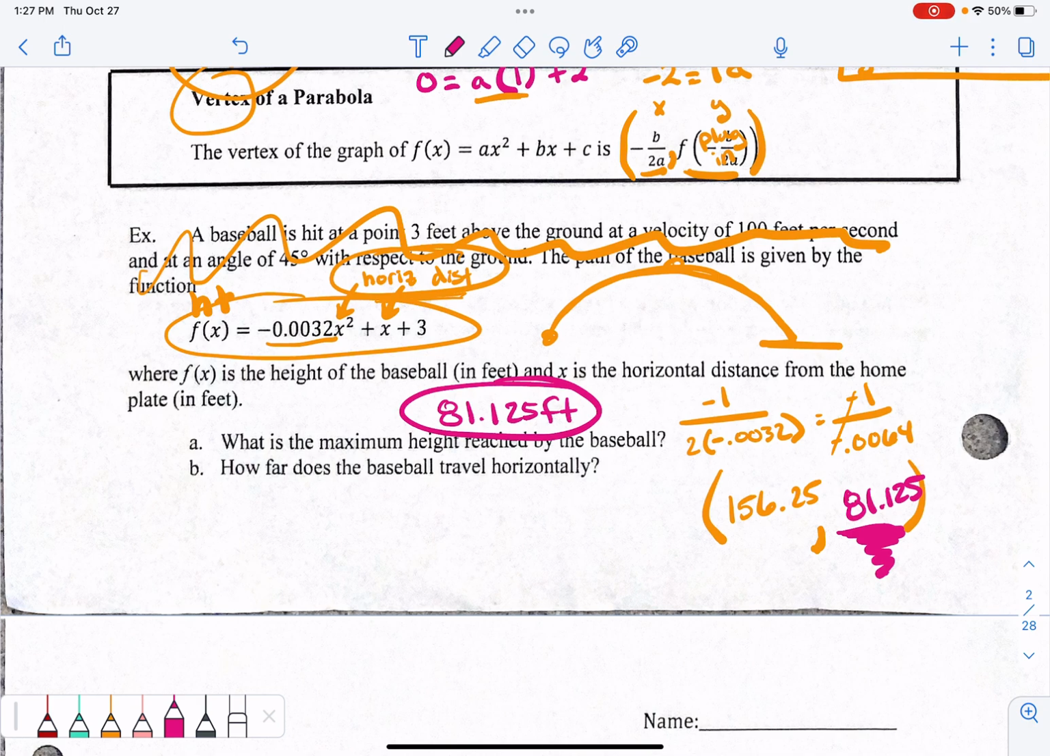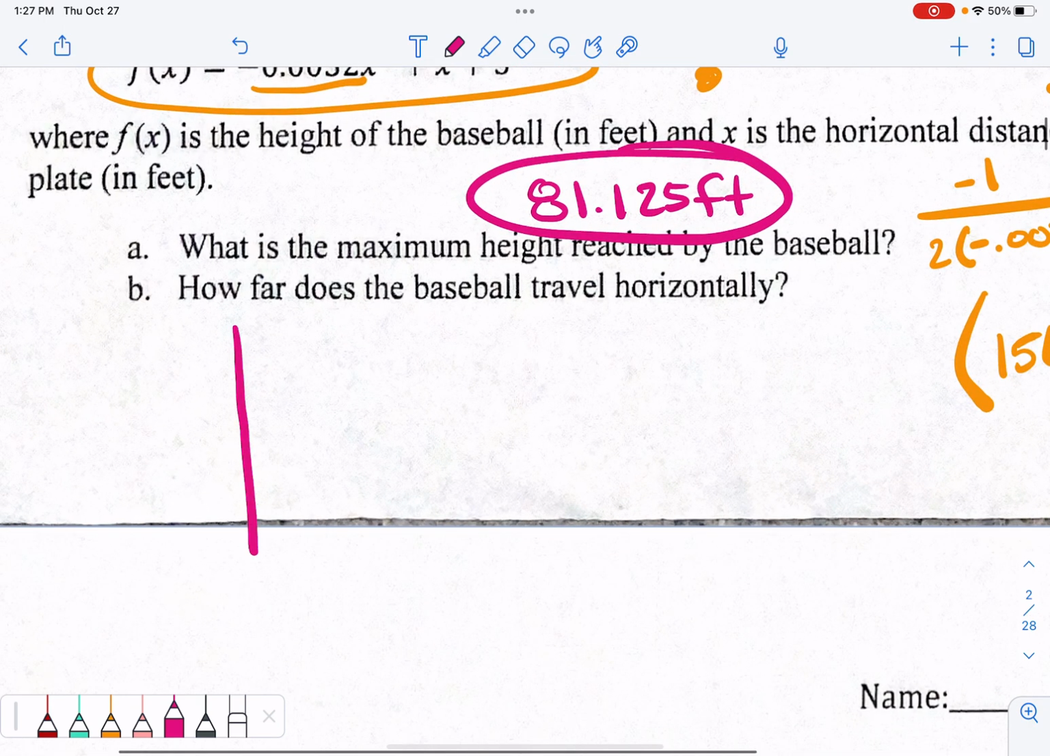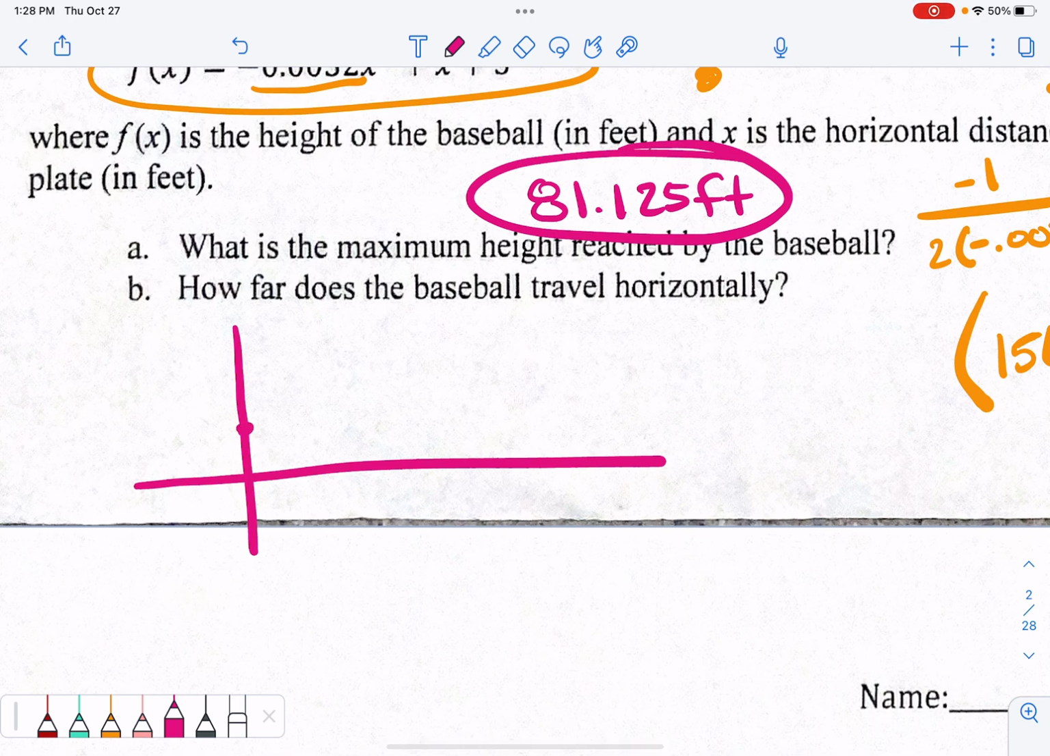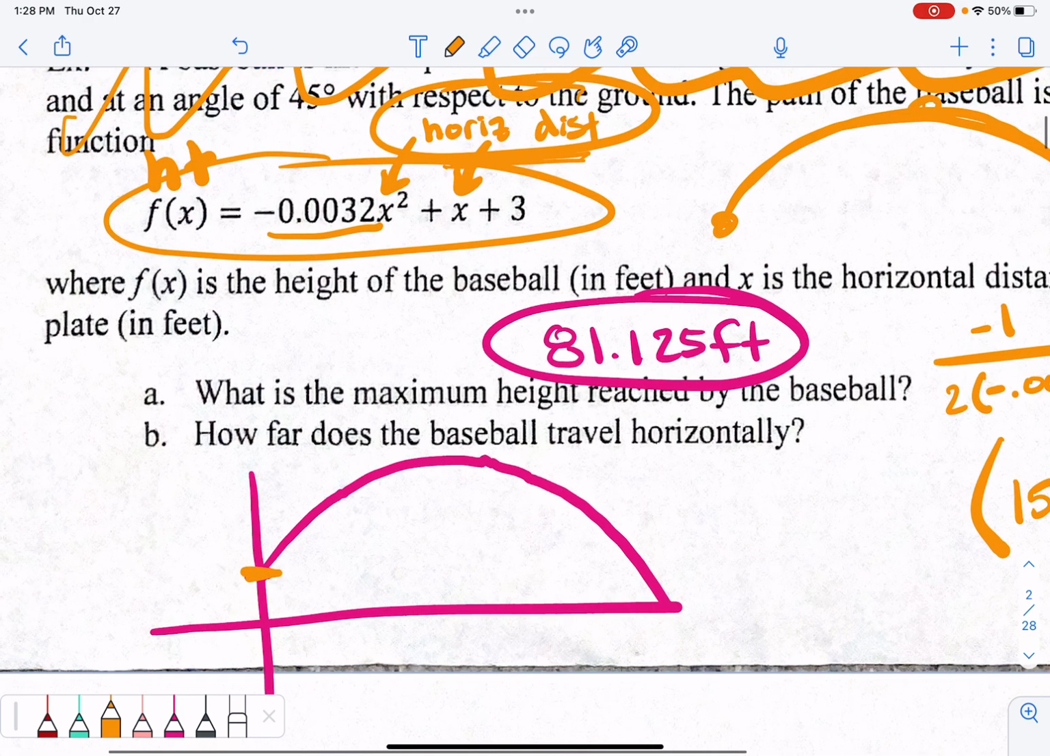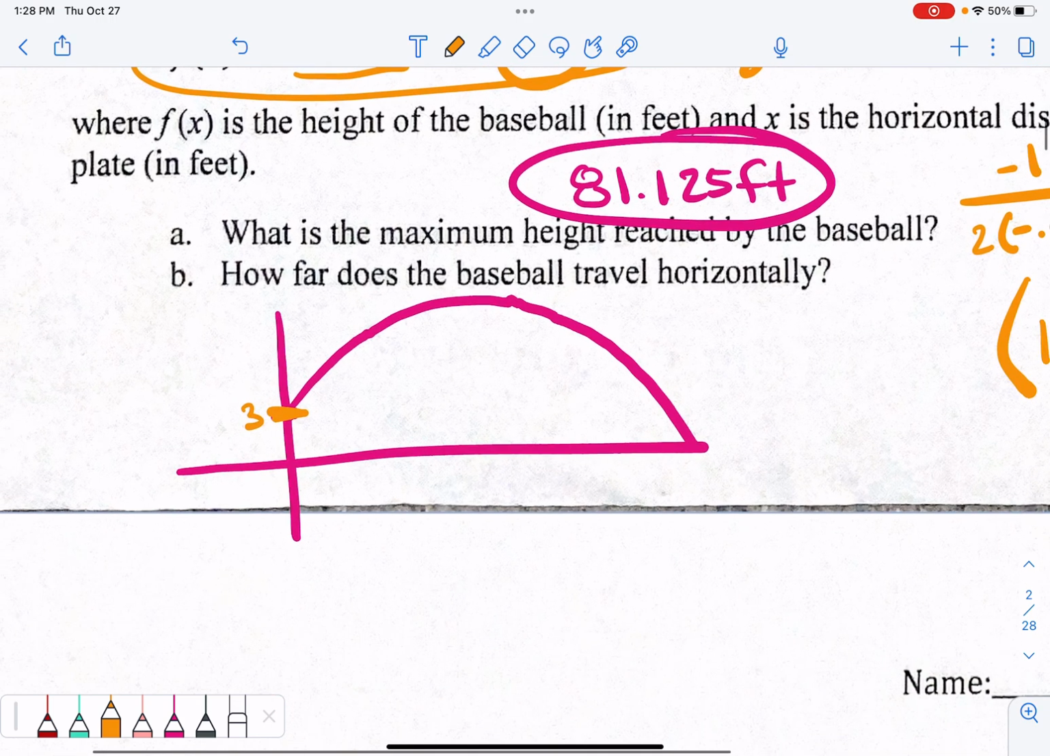This is where we get stuck. The path that this ball is taking actually looks like this. He starts right here, not at ground level, because you're not hitting the ball from the ground. Where is it actually starting? What's the y-intercept? The y-intercept is 3. So it's touching at 3, and then it's going up, coming back down, and hitting ground level.